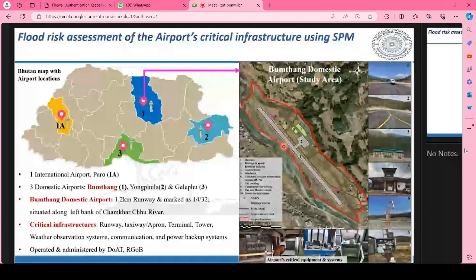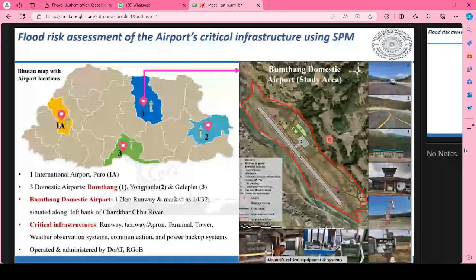Just near the Chamkarchu River, there is an airport in Bhutan. This is the domestic airport. And inside the domestic airport, we have a lot of entities, right? The runway, the taxiway, the terminal building, the tower. When we go to an airport, we also see people starting to go for security check-in or collecting their tickets. We see a lot of entities there.